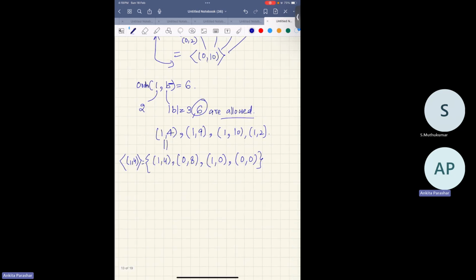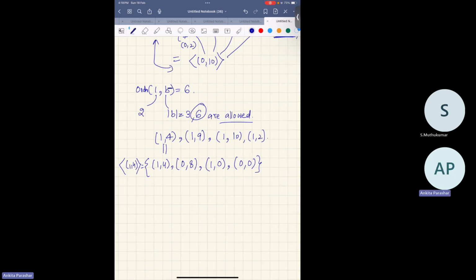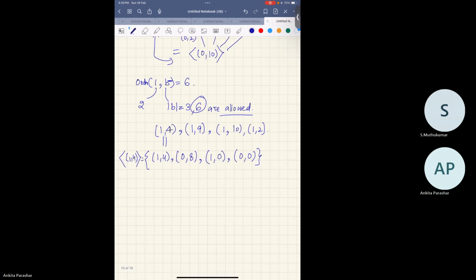Okay, but we want a group of order 6, right? What happened? Did we make some mistake? This should be okay, right? 1, 4, 0, 8, 1, 0. Ah, next is 0, 4. I'm sorry. You have to add 1, 4 to it. This becomes 0, 4. Again, you add this 1, so you will get 1, 10.